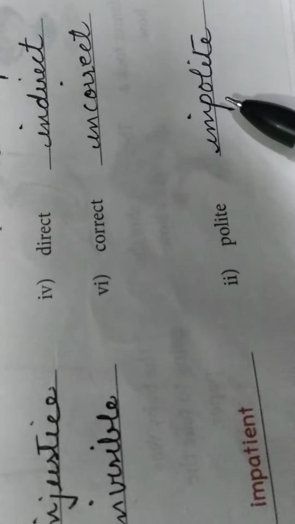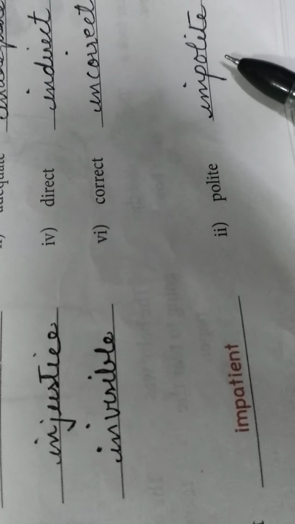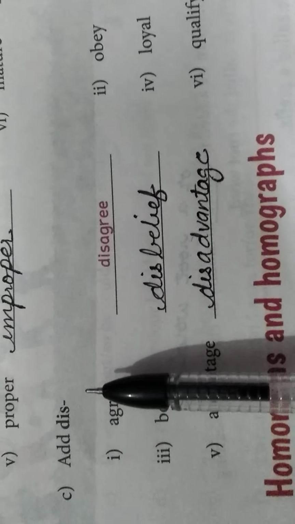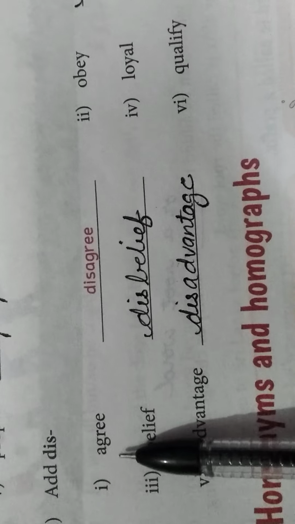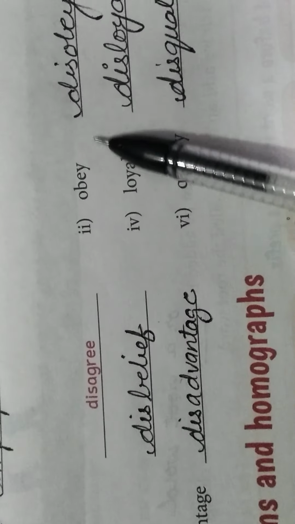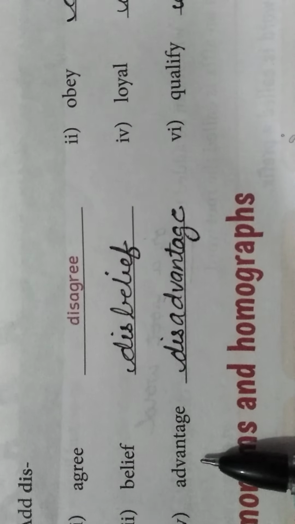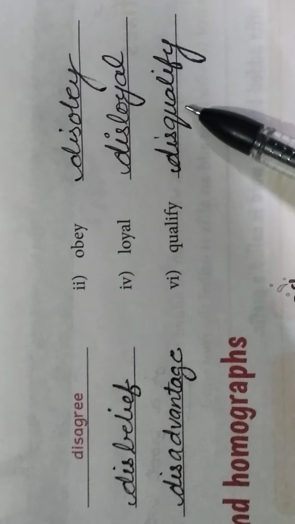Now if we add the prefix IM, patient will become impatient. Polite will become impolite, and these are all opposite words. Okay. Balance will become imbalance, pure will become impure, proper, improper, mature, immature. Now when we add this DIS before the root word, that is, agree will become disagree, obey will become disobey, believe will become disbelieve, advantage will become disadvantage, loyal will become disloyal, qualify, disqualify.